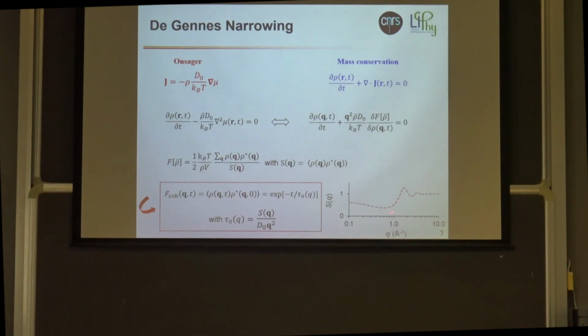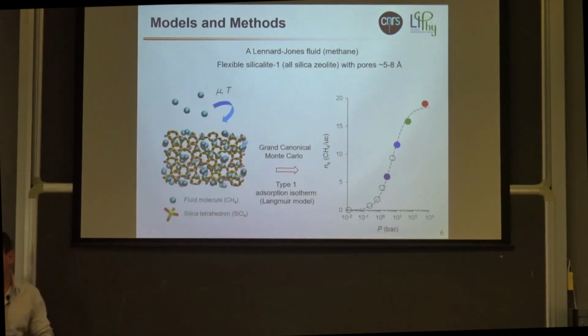But if S of q is small, it means that you are bringing the system very far from its free energy equilibrium. So the typical time it takes to relax, it's like a spring. It relaxes much faster. Okay, so this is the picture of de Gennes narrowing. So this is the simple system we looked at.